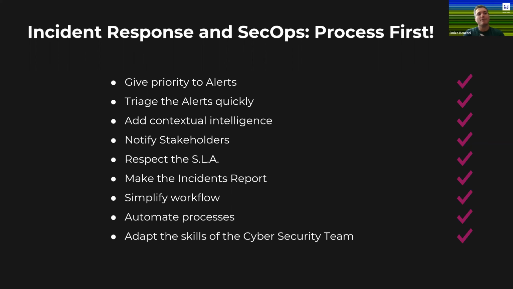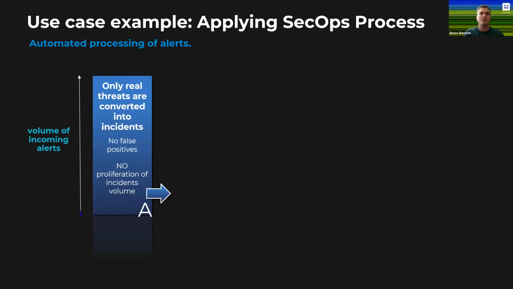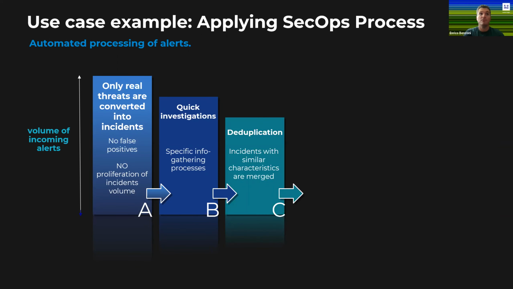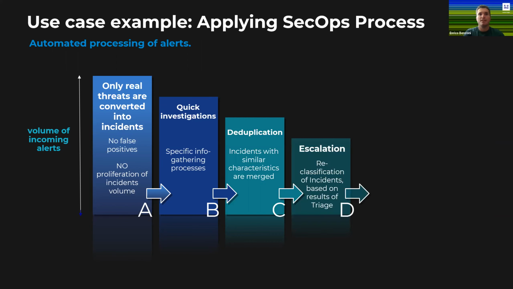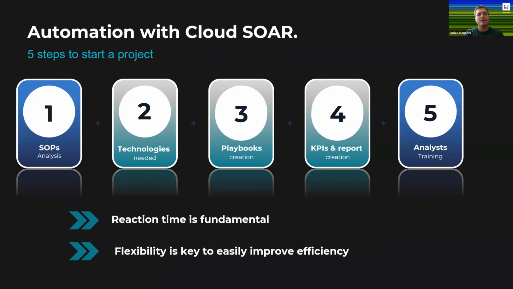So basically, you have to adapt the skills of the security team, focusing them on analyzing the collected data and not on searching for what happened. If you start from the volume of incoming alerts, only real threats are converted into incidents. You can make a quick investigation. You can merge incidents with the same characteristics, and you can easily make the escalation. So the human factor, the analyst, has to work. You can see that the volume decreased a lot. So this is a quick introduction.